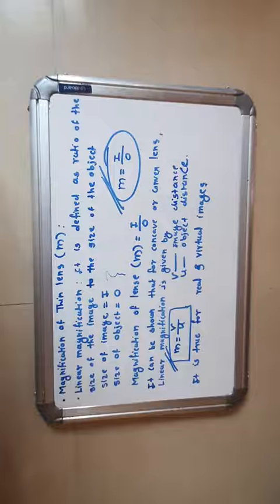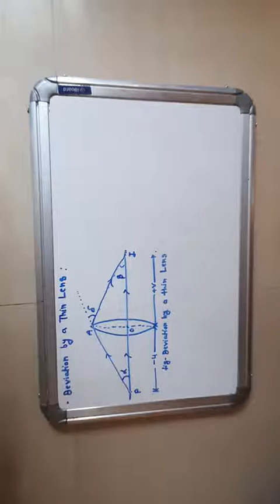Linear magnification of a thin lens: you must remember this formula or definition. Linear magnification is defined as the ratio of the size of the image to the size of the object. That means m is equal to I by O, or for a concave or convex lens, m is equal to v by u, where v is the image distance and u is the object distance. Okay, must remember. The next point is the deviation by a thin lens.